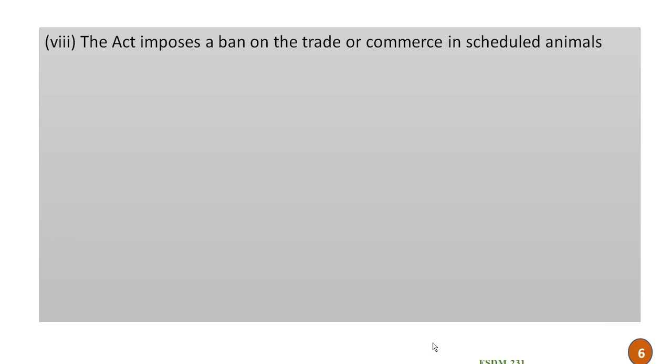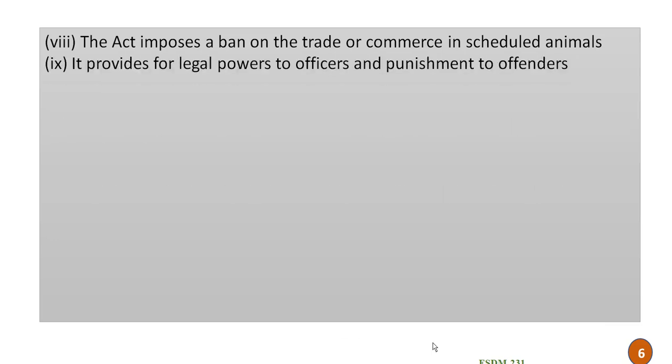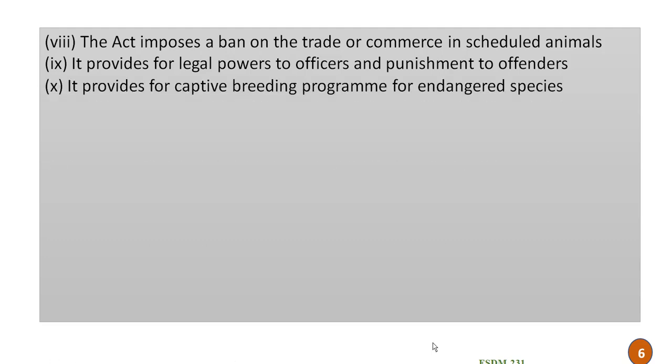And the Act imposes a ban on trade or commerce in scheduled animals. It provides legal powers to the officers and punishment to the offenders. Then it provides for a captive breeding program for endangered species, so that these species come out of the endangered category and become normal species.